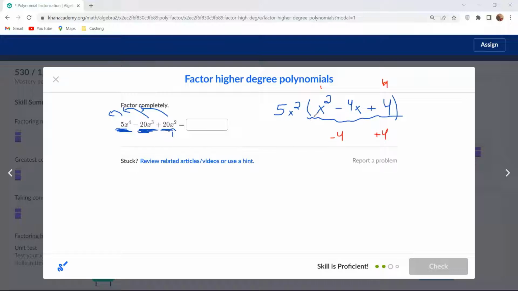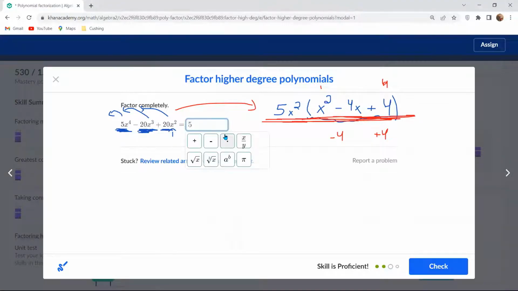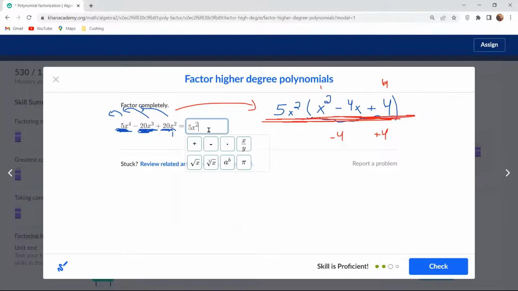So what we're going to do is I'm just going to rewrite this. All I did from here to here is rewrite. I just pulled out the 5x squared. And now I'm going to rewrite again. I'm only going to rewrite what's in parentheses. So I'm going to keep the 5x squared, and I'll actually just put this as my answer. I'll keep the 5x to the second power. So I keep that, and now I'm going to rewrite the quadratic as x minus 2 times x minus 2.